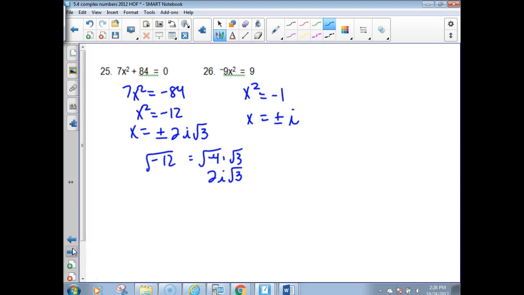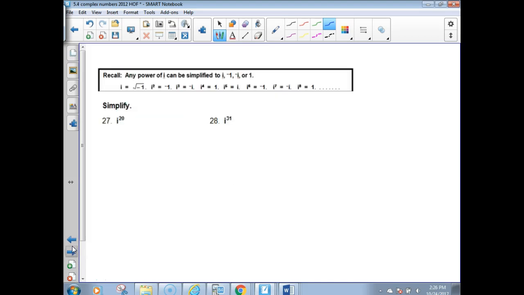Application of this would be for electricity. Oh, let's do these first. I forgot that was next. I was thinking that applications were next.